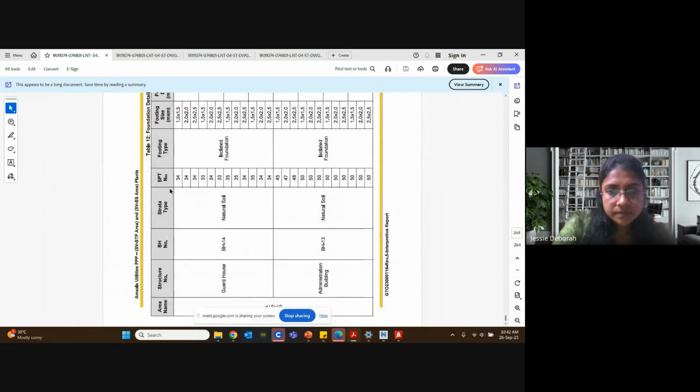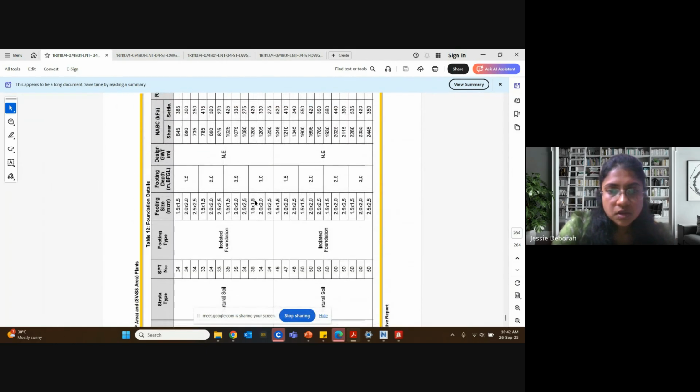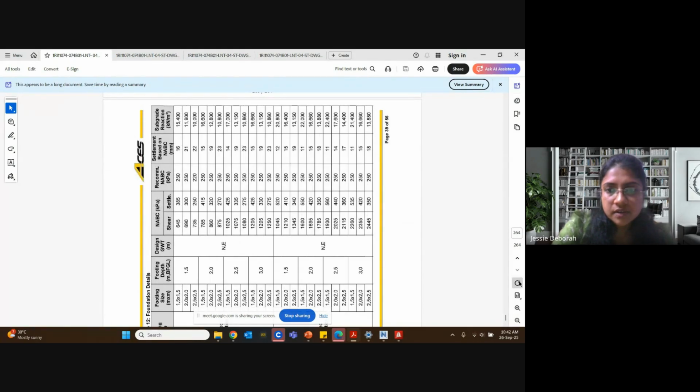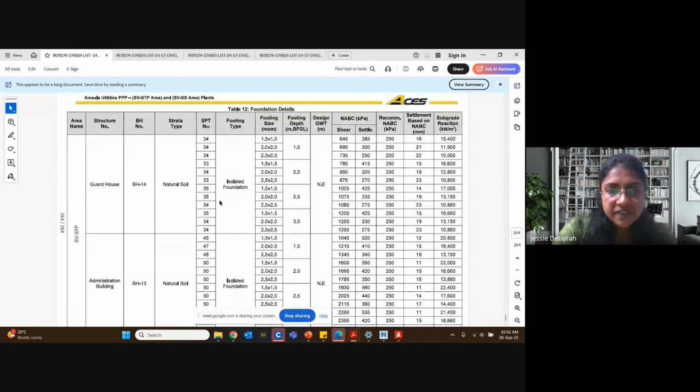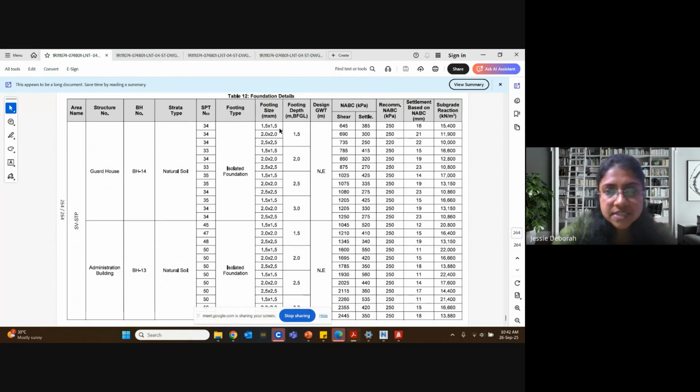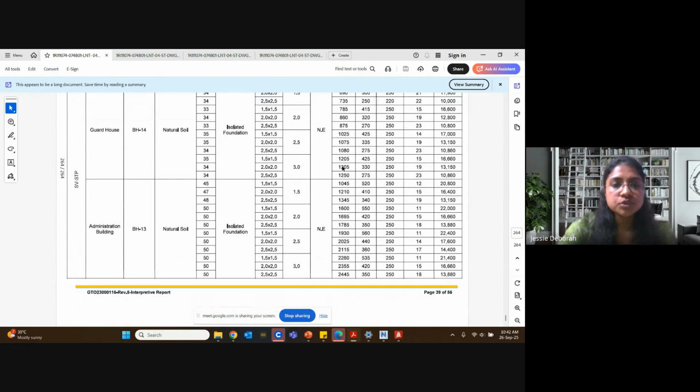This report only. Okay, so we do a soil test. Based on the soil test, it will tell us what footing size we need, and what kind of foundation we have to go for; we will get to know that from the borehole test. So it will tell us shear, settlement and recommended settlement, subgrade, everything will be there in the soil report. Okay, so using this report, we will go ahead.